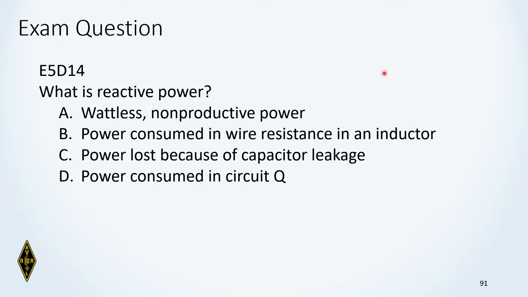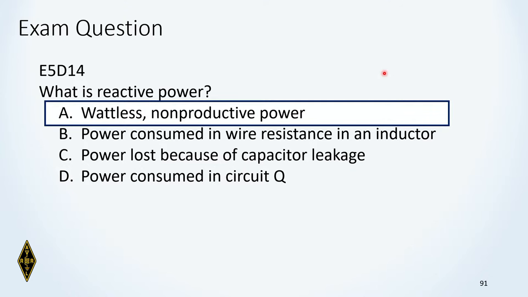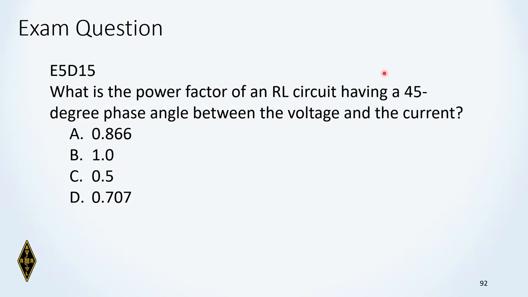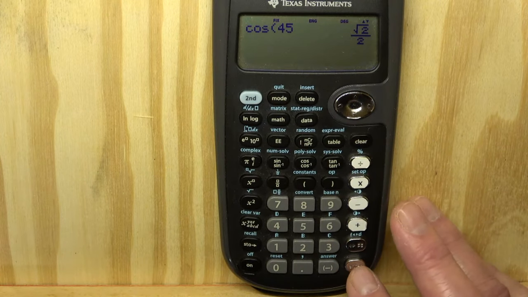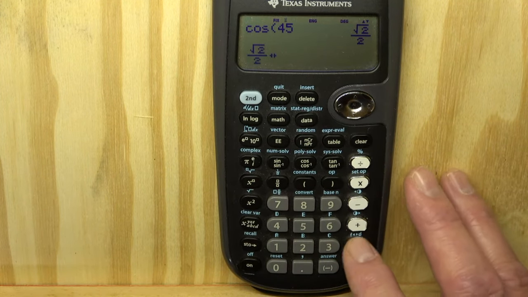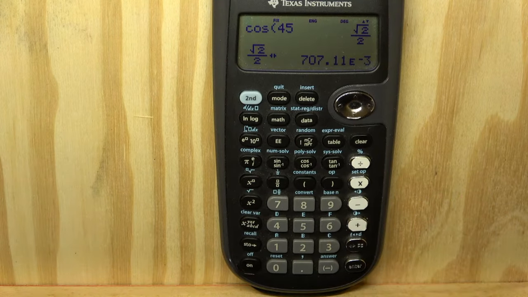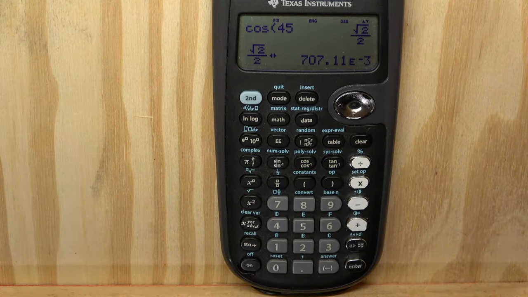What is reactive power? Alpha. Wattless, non-productive power. What is the power factor of a circuit having a 45 degree phase angle between voltage and current? Well, what's cosine 45? Delta. Yep, calculator, clear. Cosine 45, enter, square root of 2 over 2. We saw that before. Yeah, 0.707.